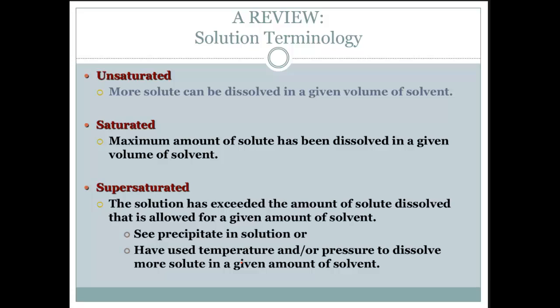An unsaturated solution has more solute that can be dissolved in a given volume of solvent, whereas a saturated solution is the maximum amount of solute that has been dissolved in a given volume of solvent, and a supersaturated solution is a solution that has exceeded the amount of solute allowed by a given amount of solvent. Therefore, you're going to see a precipitate, or a solid, forming at the bottom. In order to have this happen, you would have had to have a temperature or pressure change to dissolve more solute than you should have been able to.